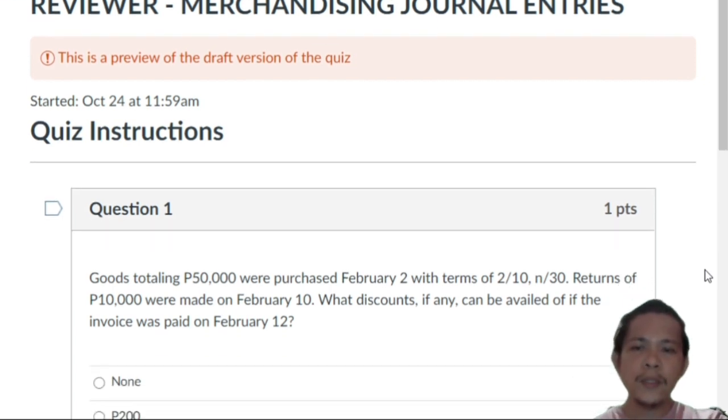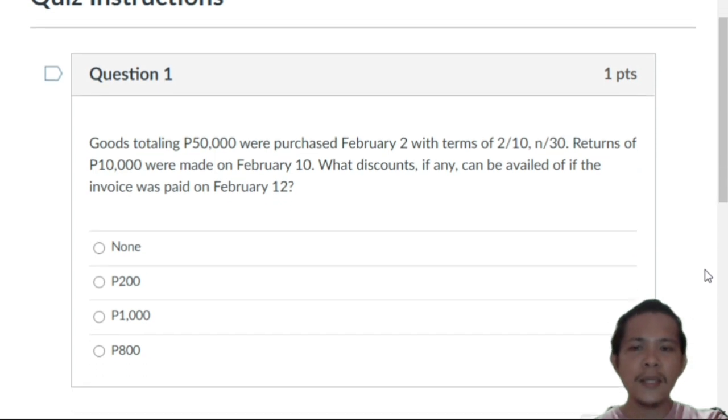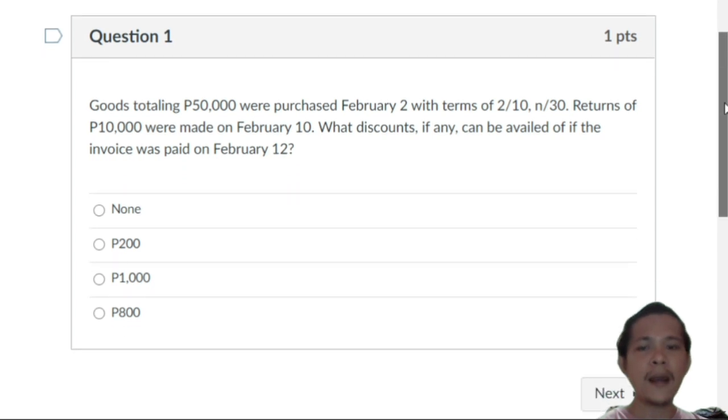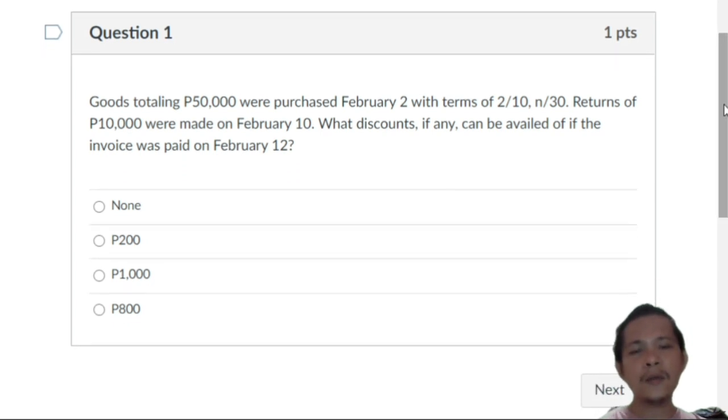So let's begin with question number 1, and the question is, goods totaling 50,000 pesos were purchased February 2 with terms of 2/10, n/30. Returns of 10,000 were made on February 10. What discounts, if any, can be availed of if the invoice price was paid on February 12? Okay, ang tinatanong dito, magkano yung discount? Kung applicable, kung nakapag-avail man yon, noong February 12.